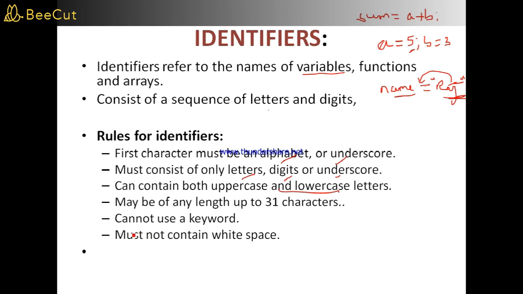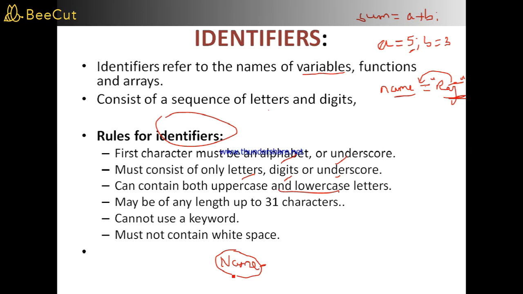Let me give an example of an identifier. Here I'll write name. So name is a valid identifier.